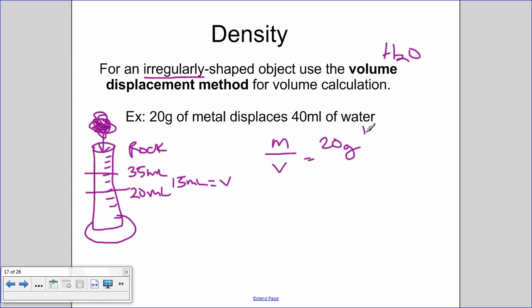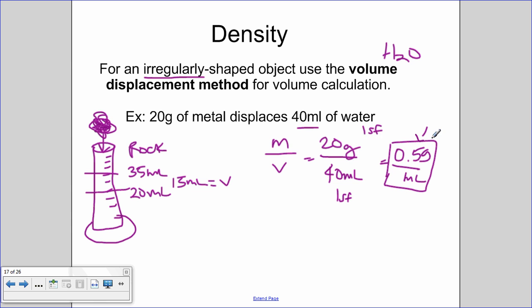How many sig figs here? 1 sig fig, because that 0 is trailing and your decimal is absent. Only the 2 is significant. Over displacement of 40 mils of water, 40 milliliters of water, also 1 sig fig. That's going to give us just 0.5 grams per milliliter. Making sure that you're showing me somehow that this is the final answer, and noting that I only have 1 sig fig here as well because of the fact that I had 1 sig fig in both of my previous measurements. 1 sig fig in the end.